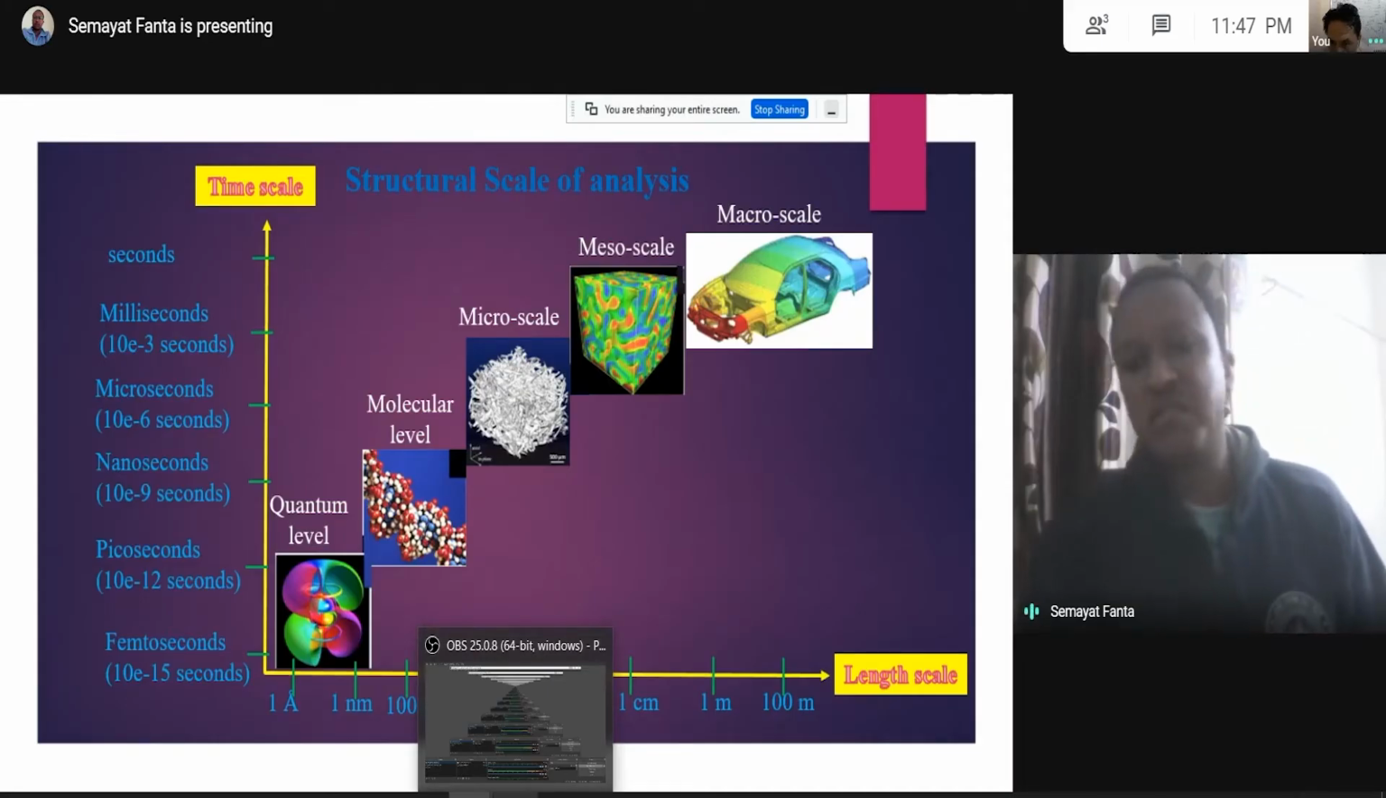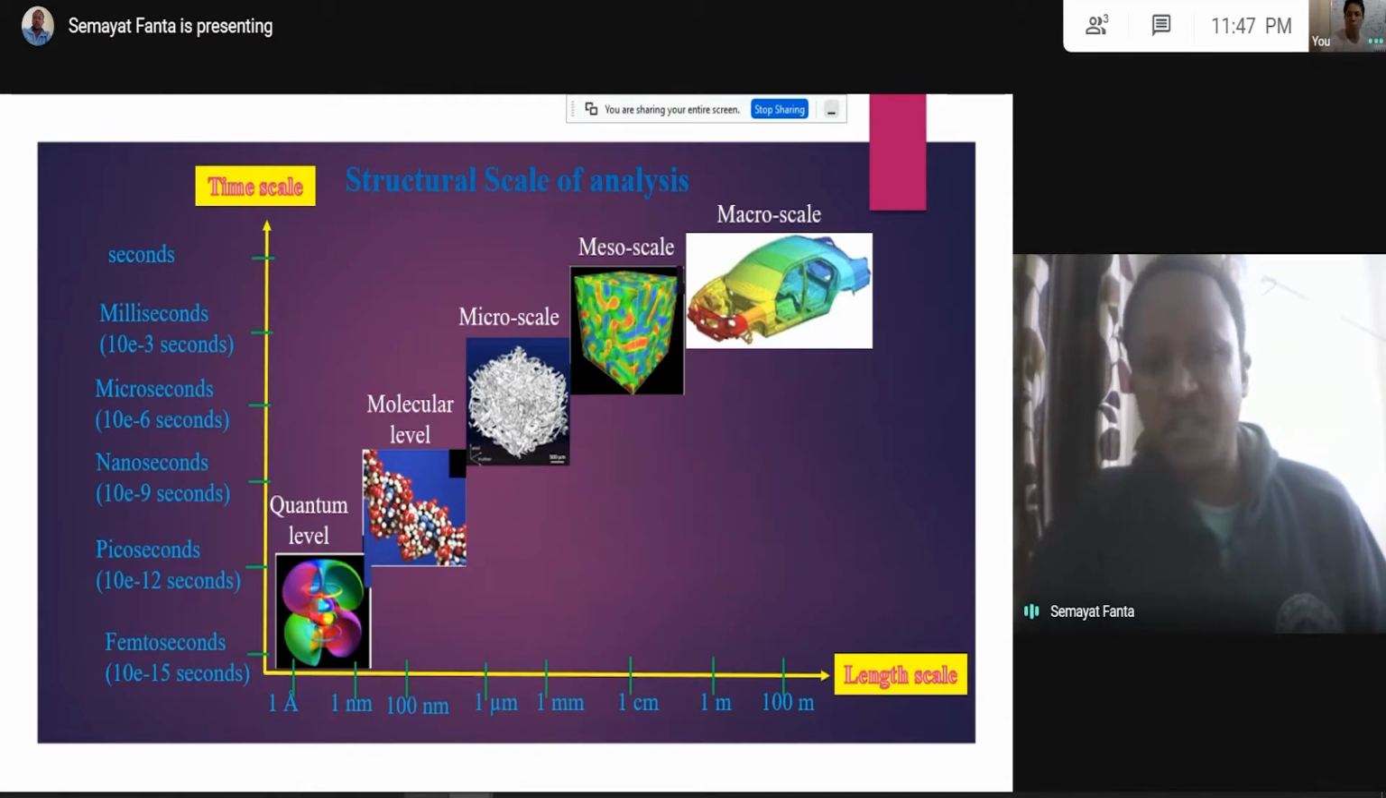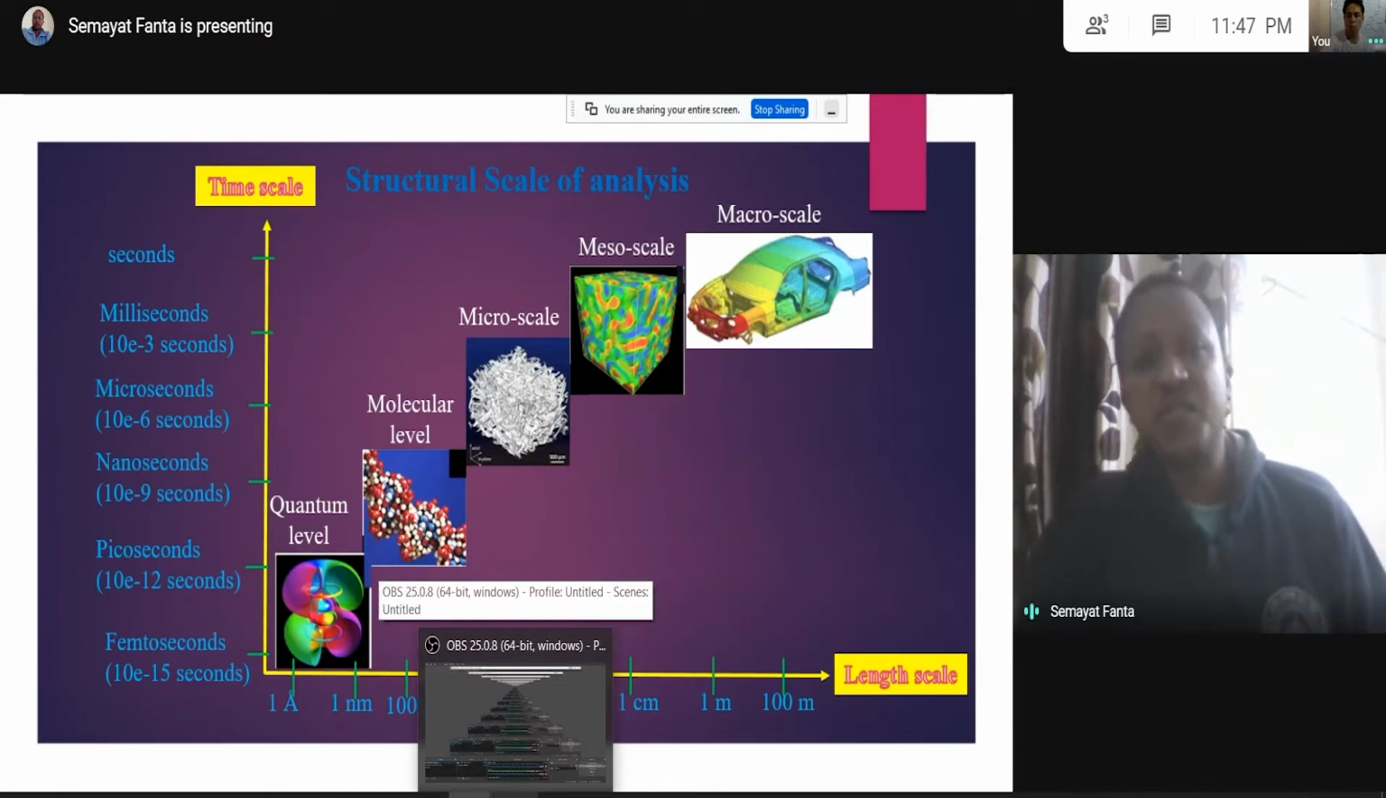Just to start today's lecture, I will start from the micromechanical analysis of structure. So most of our discussions are concerned about the structures which we are using in most aspects.